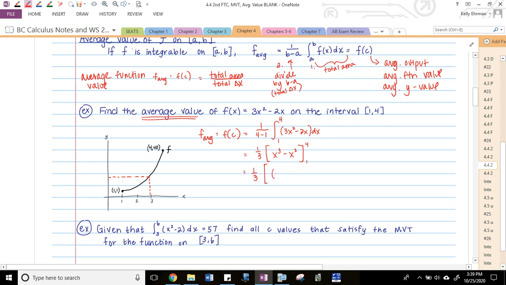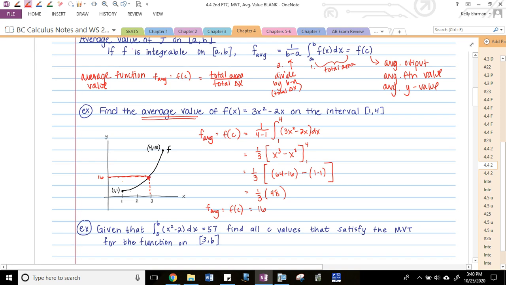When you plug in 4, you get 64 minus 16, minus, when you plug in 1, you get 1 minus 1. 1/3 times 64 minus 16 is 48, minus 0. 1/3 of 48 is 16. F average, or f of c, is equal to 16. So there's some c value for which the average height is 16.